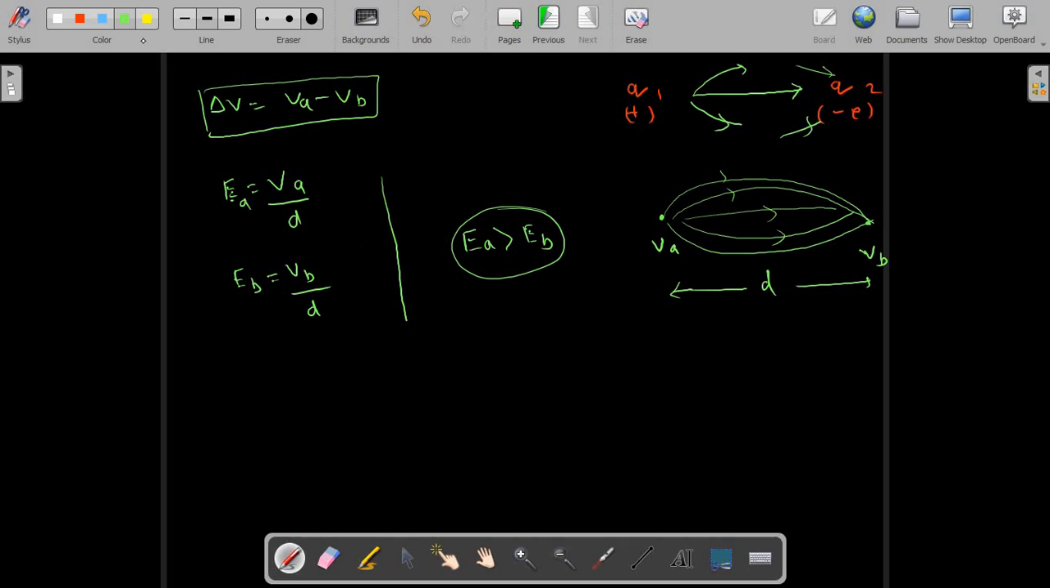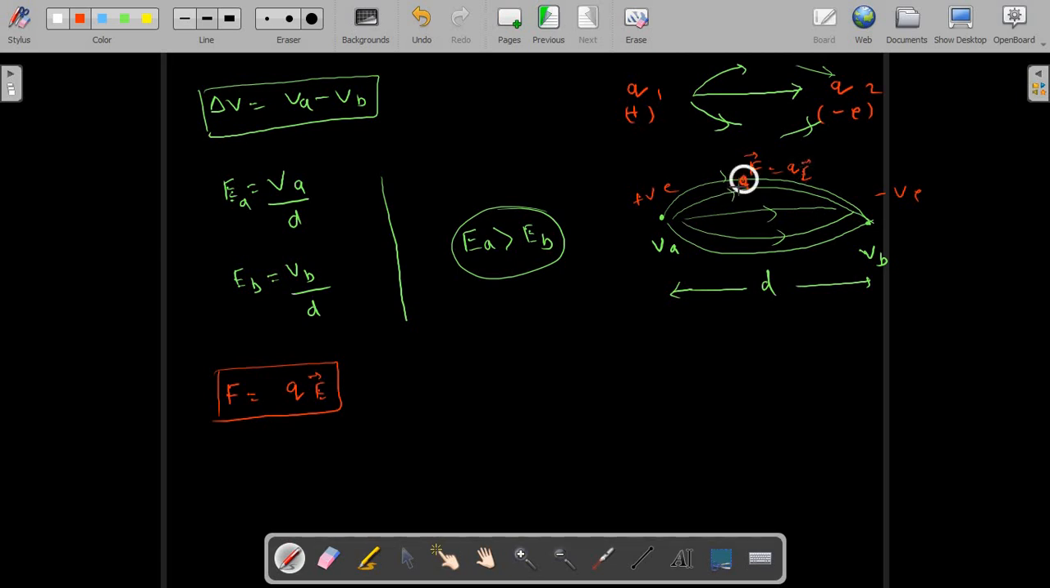So along the field lines, what is happening? If one is positive and the other is negative, along the field lines, what is the force? QE. That is the force along the field lines. So at every point, what force is occurring? That is QE.